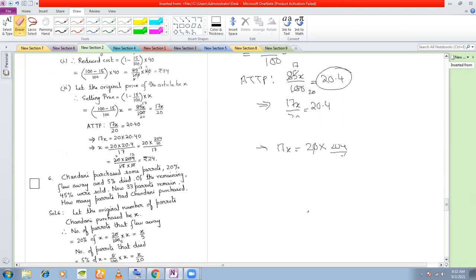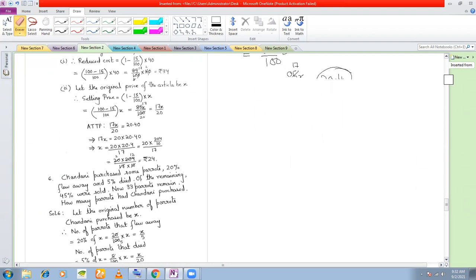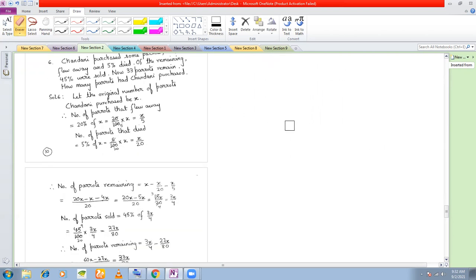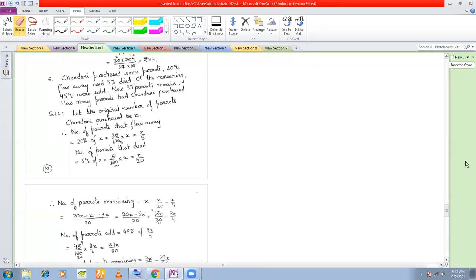Number 6. Okay, if you read this question, it says Chandni purchased some parrots. 20% flew away and 5% died. Of the remaining, and now this is the keyword here, of the remaining, 45% was sold. Now 33 parrots remain. How many parrots did Chandni purchase? Okay, so I start by saying let the number of parrots purchased be x.